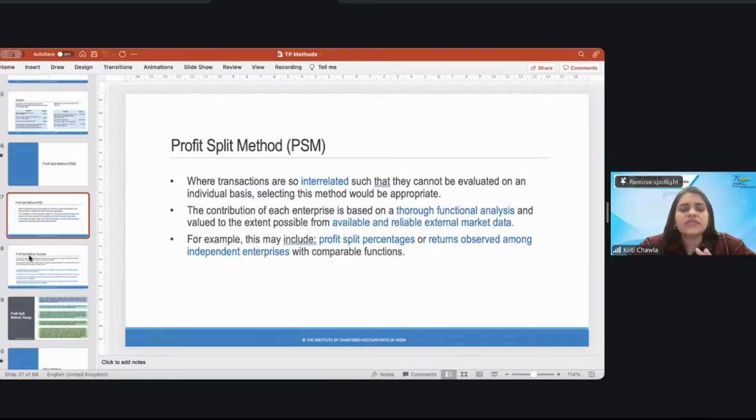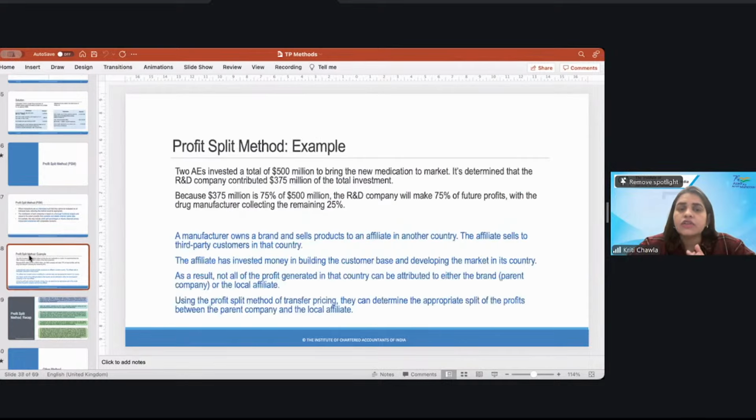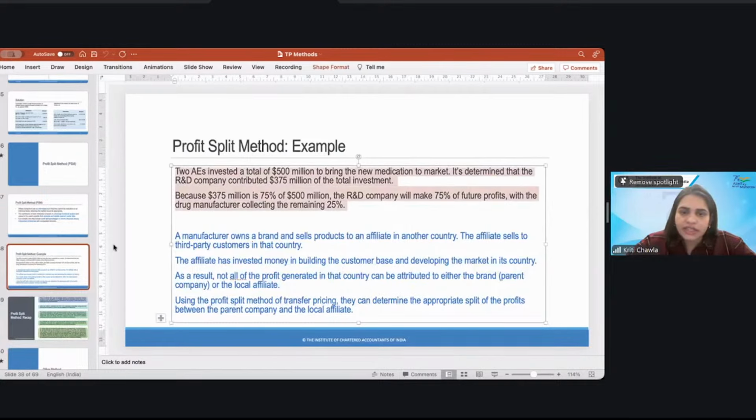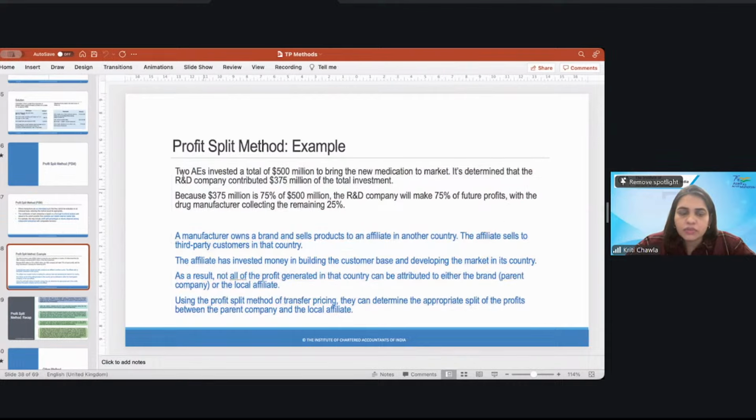So what we'll do is we'll look at two examples right here to discuss what exactly the profit split method is. Let's take the first example, which is provided in blue font, and this is the second example, which is provided in black and blue font. So when we look at the first example, it talks about two associated enterprises. Now, these two associated enterprises together invested a total of $500 million, and they wanted to come up with a new medication into the market.